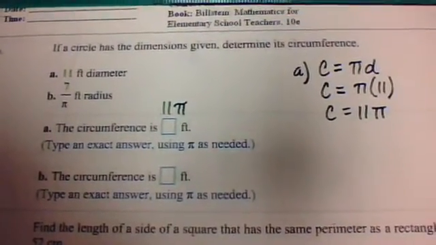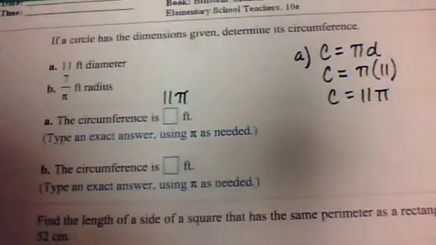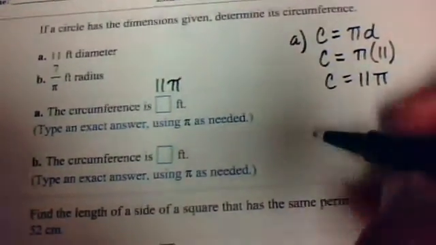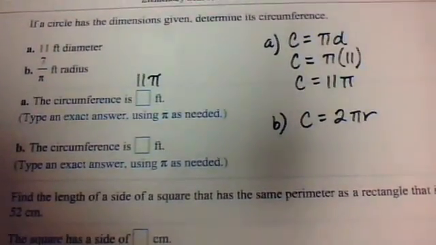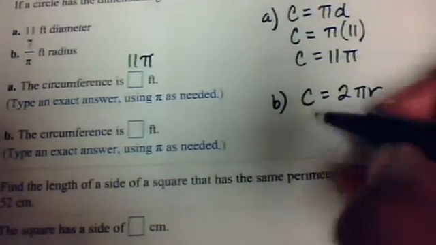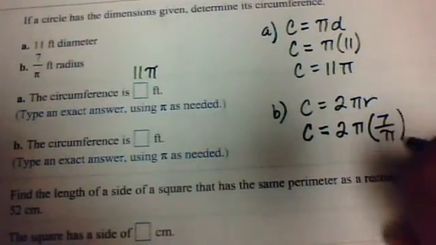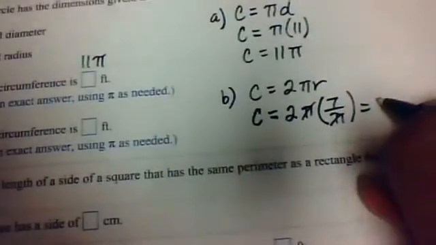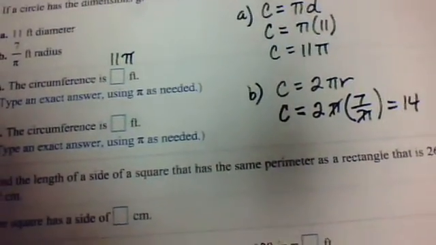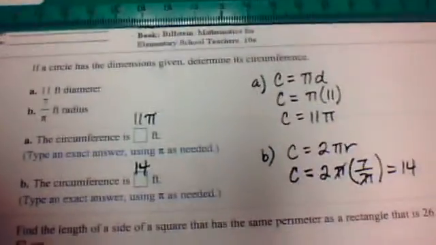Okay, and then part B, the circumference is how many feet? In part B, we have 7 over pi feet as a radius. So in this case, the radius is given, so we have to use the circumference formula that calls for the radius, which is 2 pi r. As we're given a 7 over pi foot radius, C is equal to 2 pi times the radius, which is 7 over pi. And then these pi's will divide out, and you're just left with 2 times 7, which is 14. So the circumference is simply 14 feet, which is going to be part B as your answer.